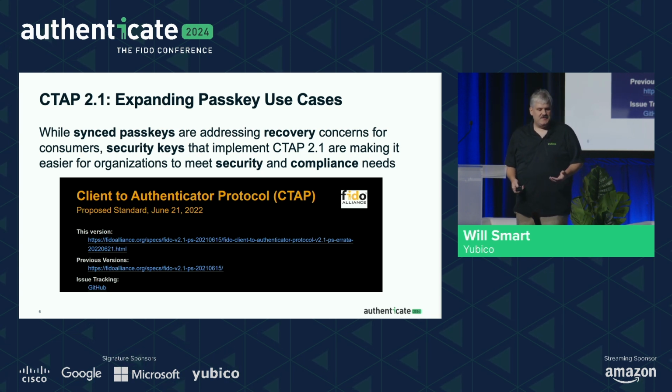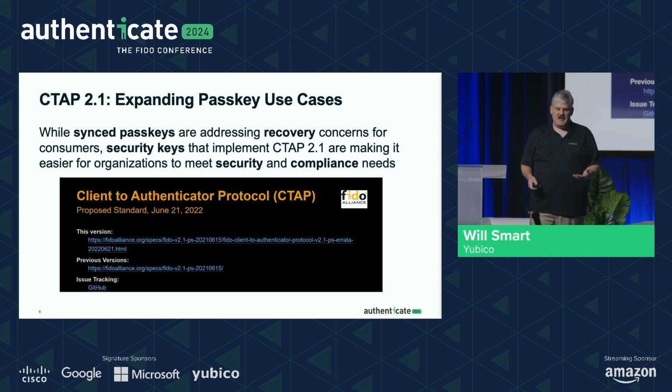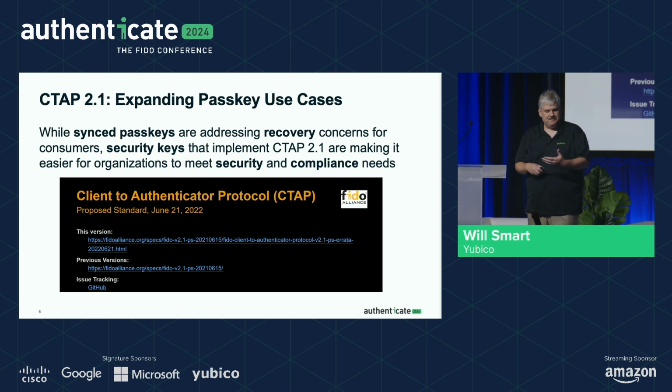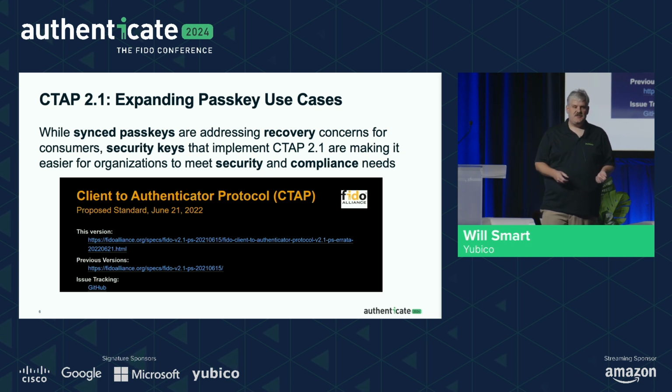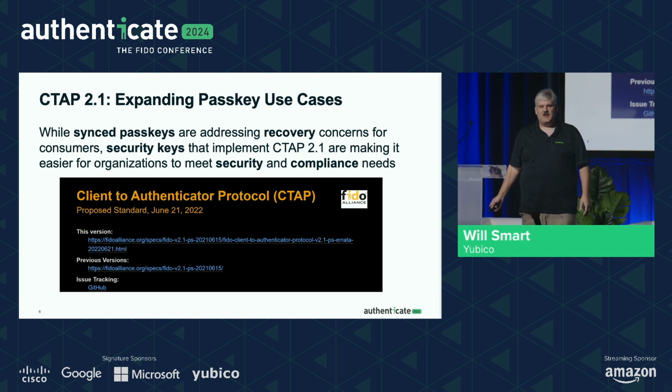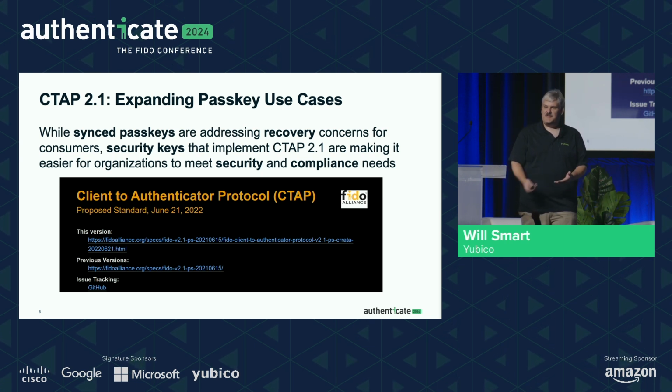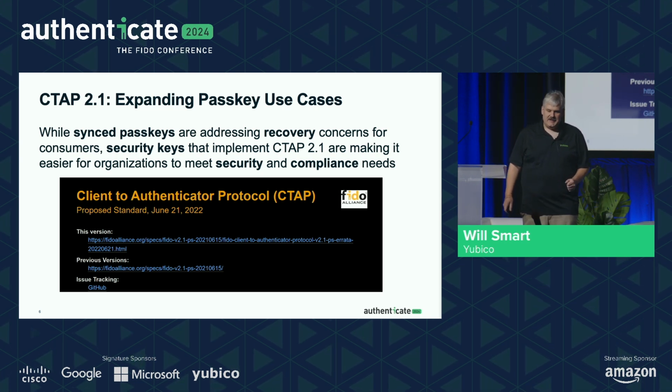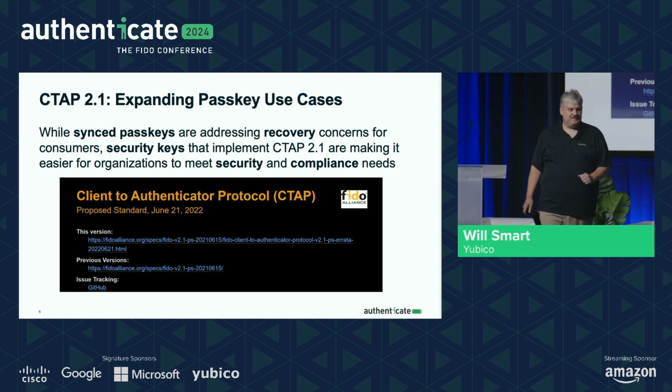And CTAP 2.1, which was published all the way back in the summer of 2022, is the first major update to the CTAP 2 standard since it was published. And it contains a bunch of new features that are focused on making security keys, specifically, easier to use for organizations and individuals that either can't use a synchronized passkey or they just don't want to. So a lot of organizations have compliance needs that prevent synced passkey use. Some have security needs, right?